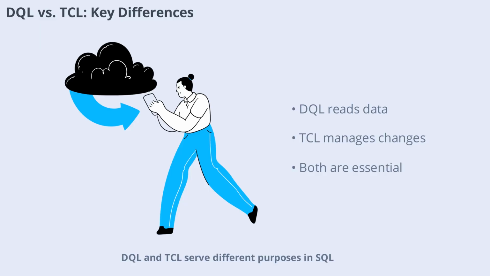DQL and TCL serve different purposes in SQL. DQL is all about reading and analyzing data, while TCL focuses on managing changes and ensuring data integrity. Understanding when to use each is vital for effective database work. DQL is safe for exploration, and TCL is essential for reliable updates and corrections.